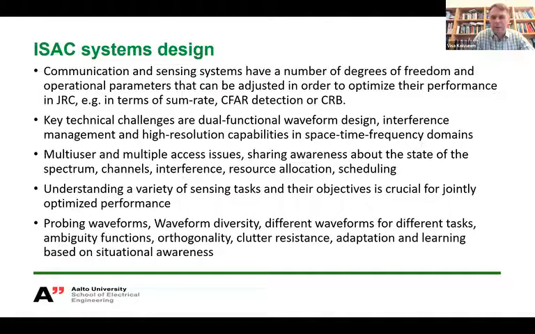Many sensing tasks are subject to unwanted returns. That's usually called clutter, and you wish to design sensing systems that are resistant in the face of clutter. And since the radio environment is very dynamic, you also need to come up with techniques to adapt and learn based on the awareness of the dynamic radio environment.